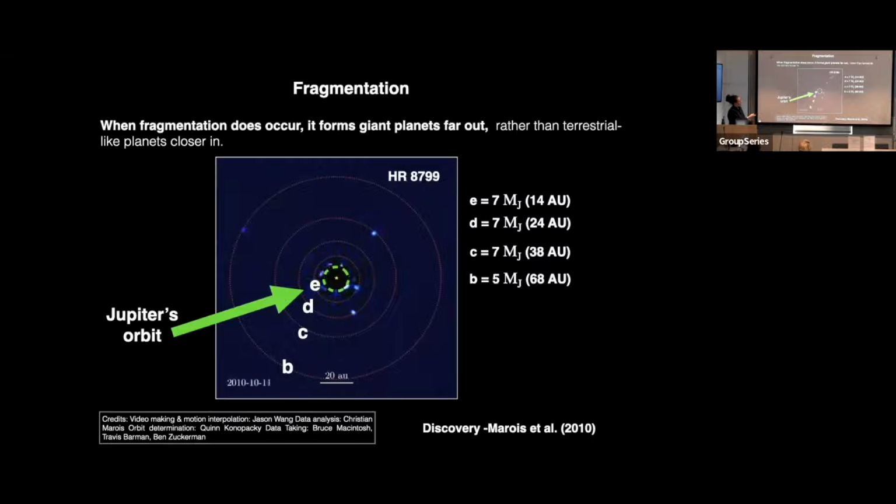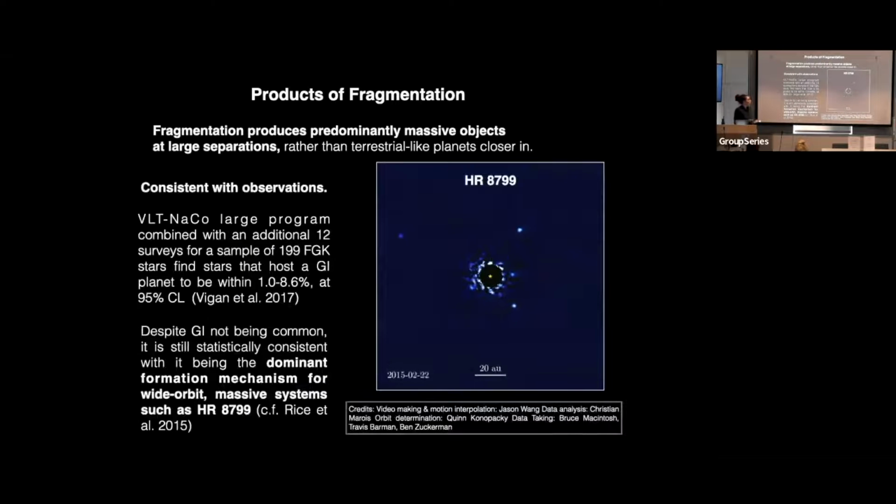So this system, HR 8799, has a few planets here of 5 to 7 Jupiter masses. And these things are on really, really wide orbits. What's interesting is it's really hard to explain how we have a planet so massive, so far away from the host star. In our core accretion paradigm of planet formation, there's not enough stuff out there to form something so massive. But if it forms early on through direct gravitational collapse, then we shouldn't have a problem. So we find fragmentation produces predominantly massive objects very far away from their central star. And this is consistent with observations.